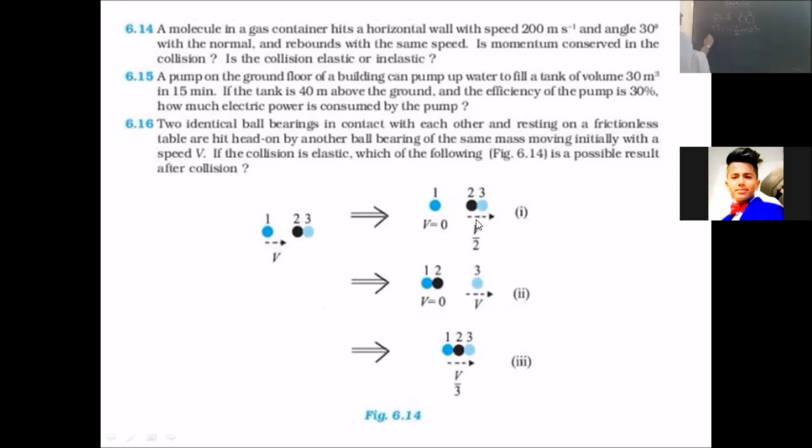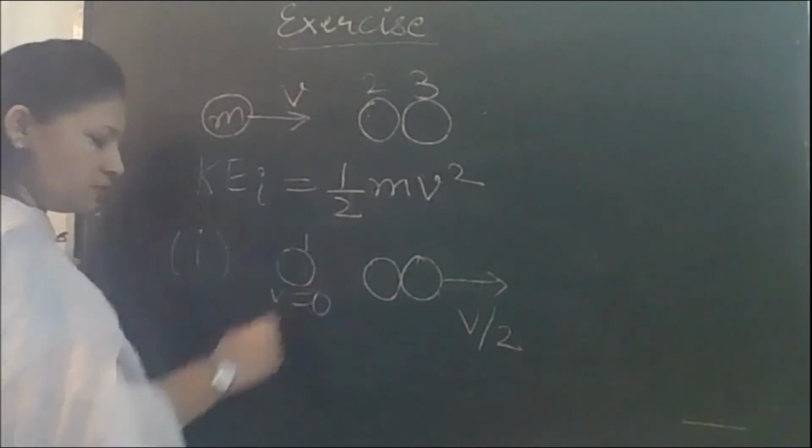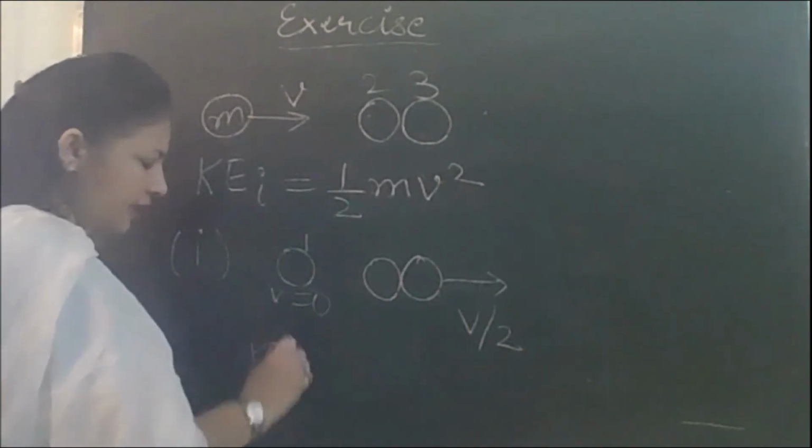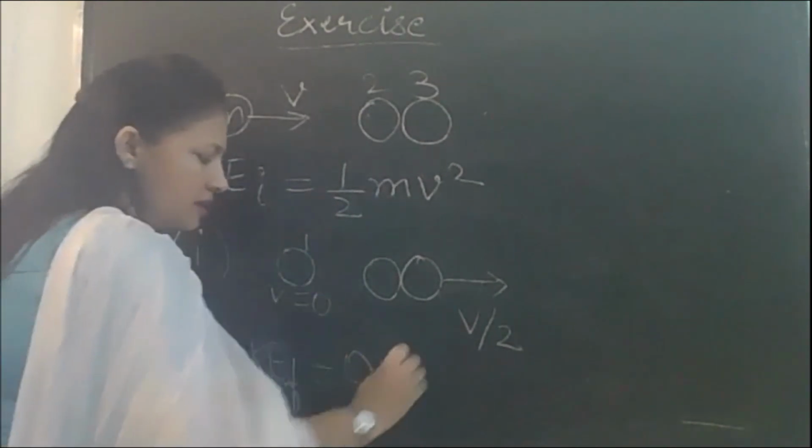Let us take up the first case. In the first case, it is given that the second and third balls move with half the velocity and the first ball comes to rest. Let us find the kinetic energy in this situation. So the final kinetic energy in this situation will be 0 plus half.